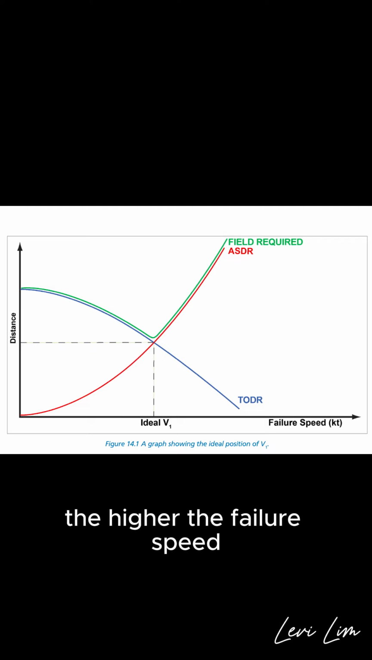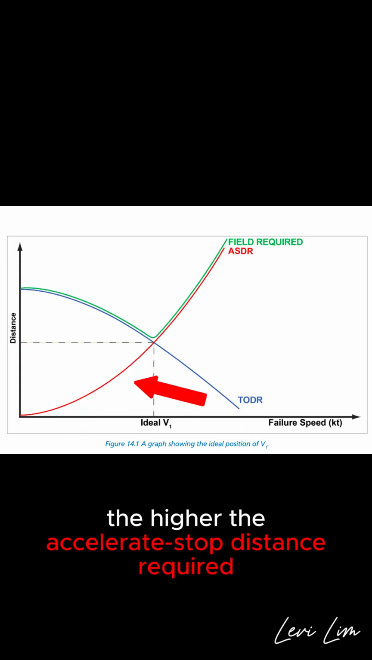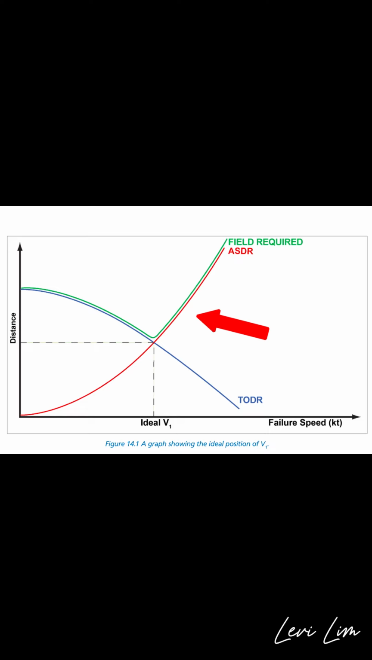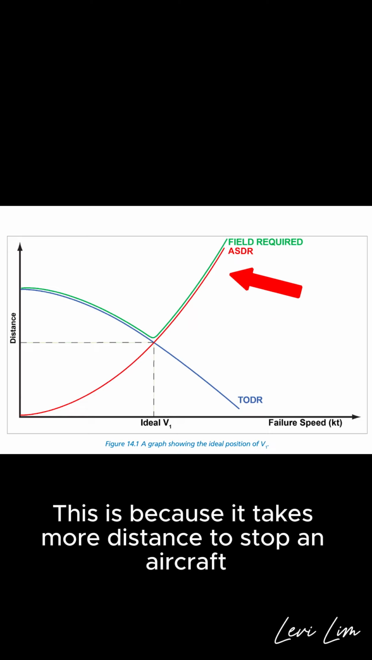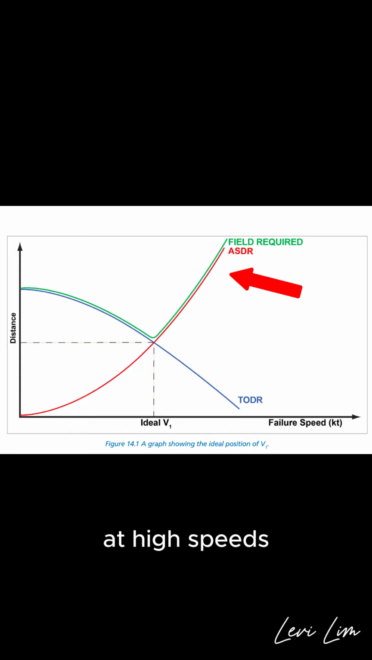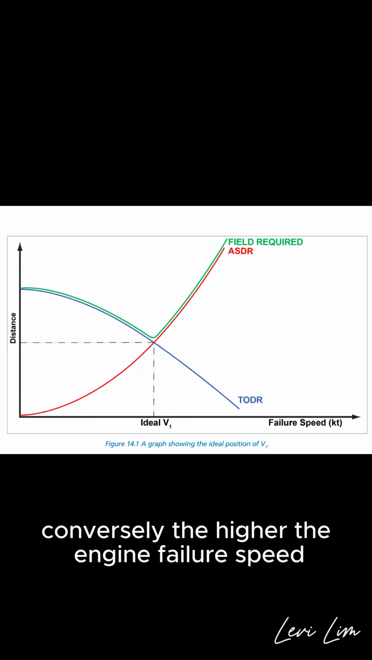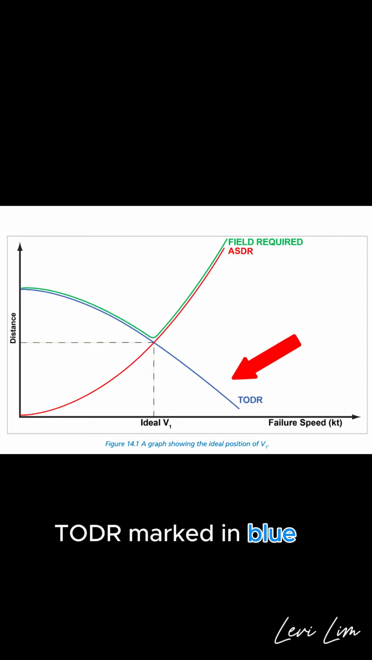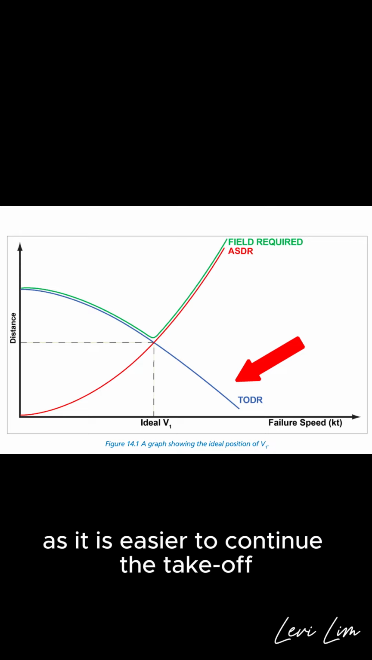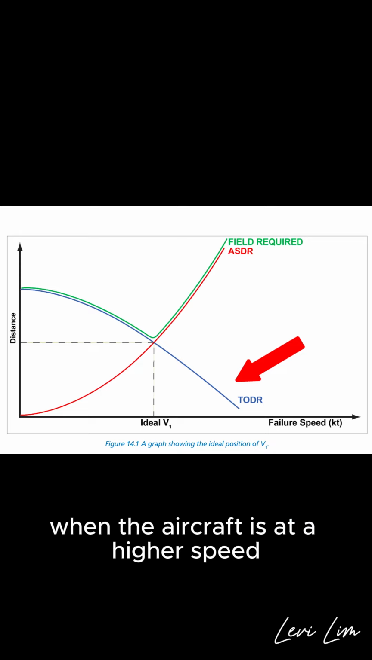The higher the failure speed, the higher the accelerate-stop distance required, ASDR, marked in red. This is because it takes more distance to stop an aircraft at high speeds. Conversely, the higher the engine failure speed, the shorter the takeoff distance required, TODR, marked in blue, as it is easier to continue the takeoff when the aircraft is at a higher speed.